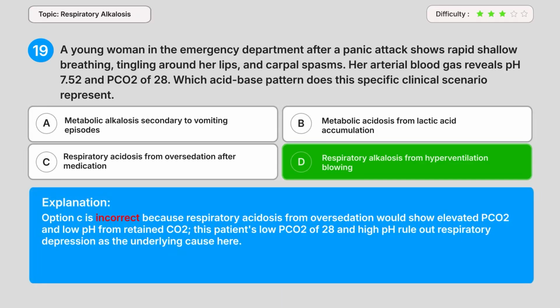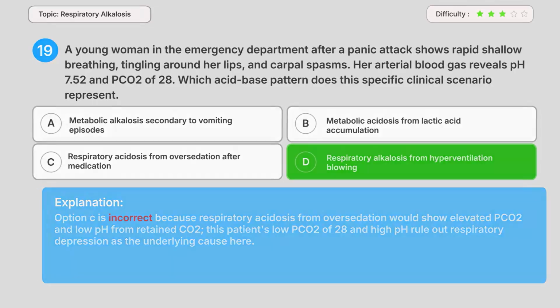Option C is incorrect because respiratory acidosis from oversedation would show elevated pCO2 and low pH from retained CO2. This patient's low pCO2 of 28 and high pH rule out respiratory depression as the underlying cause here.